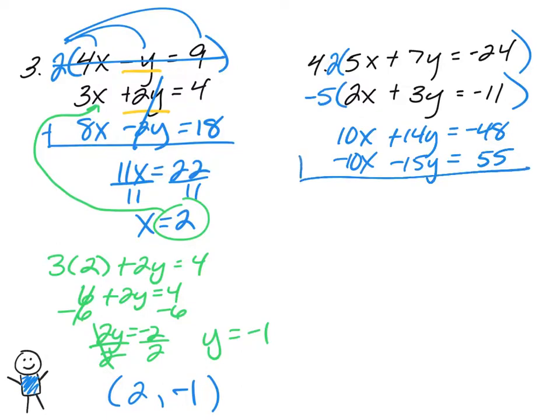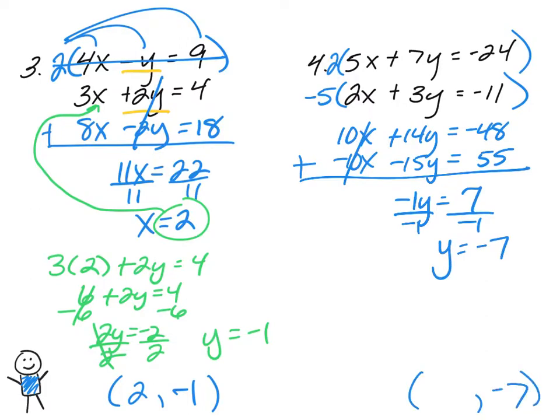Now I will add my columns and eliminate my x's. 10x minus 10x is 0. 14y minus 15y is -1y. -48 plus 55 leaves me with a positive 7. One last step to undo multiplying by -1 is to divide both sides by -1. I get a y value of -7, which is half of my answer.